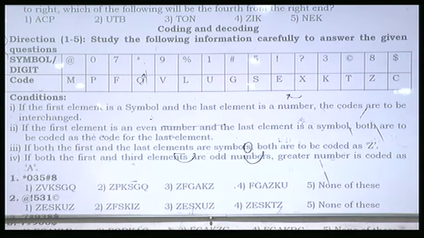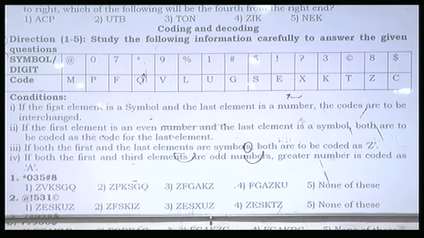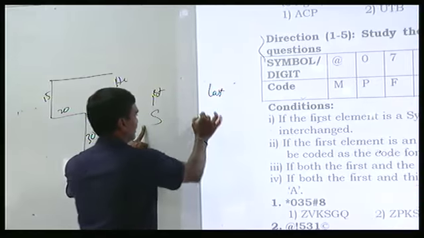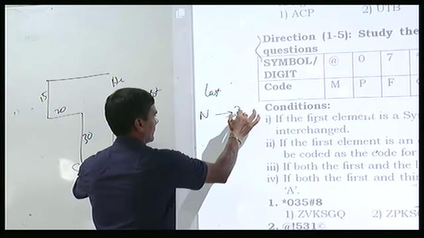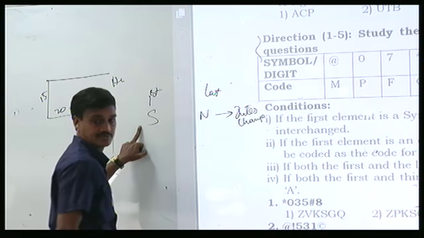Now symbol to digit. First element is a symbol, and the last element is a number. Write down like this: first element is a symbol, representing symbol with S, and the last element is a number. Then what should be done? Interchange. This is how to represent the data.